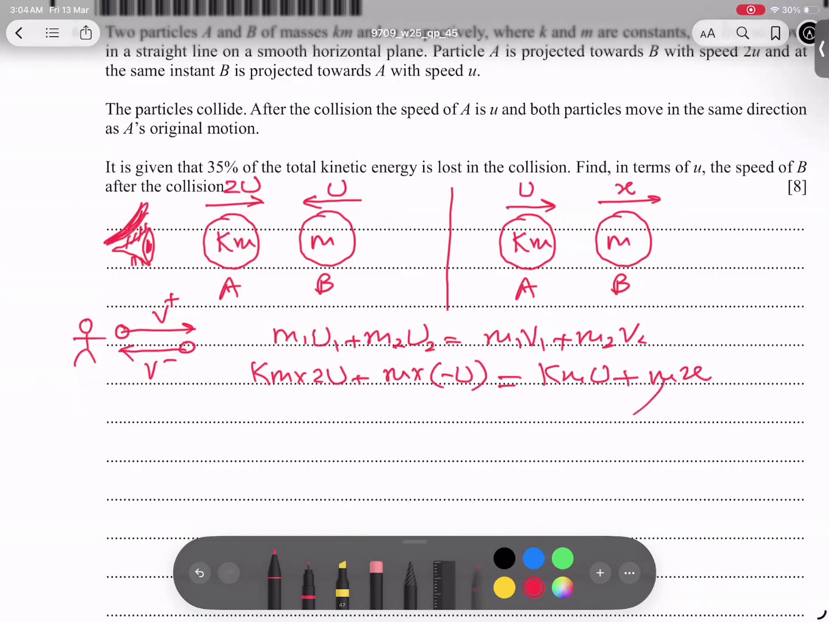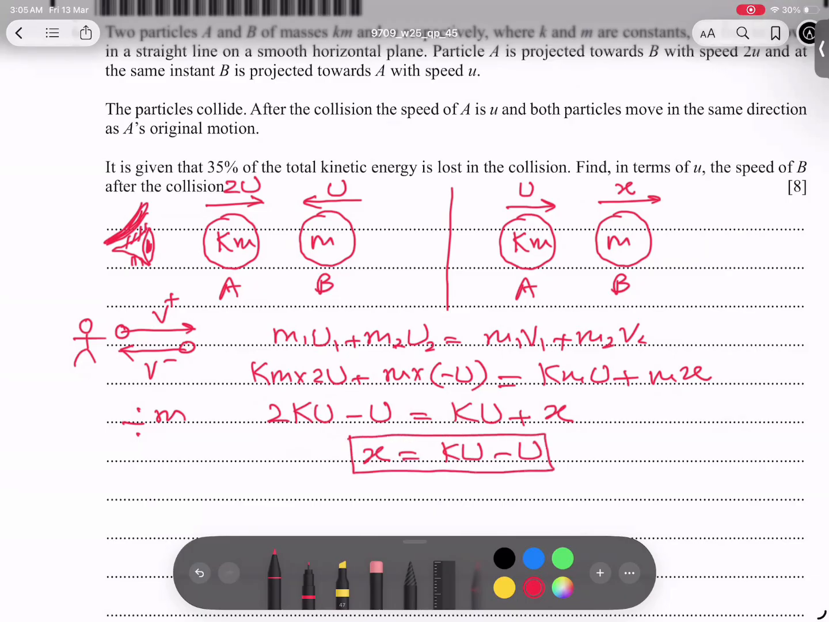For every particle we have a mass available, so divide by m. So I got 2ku minus u is equal to ku plus x. So this ku will come on this side and be subtracted. So I can say that x is equal to ku minus u. So this is clear, it will go and subtract from here. Very clear. So this is the x value. We have it.